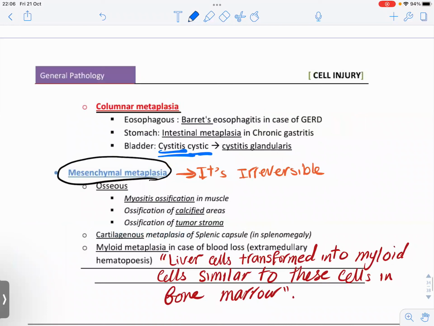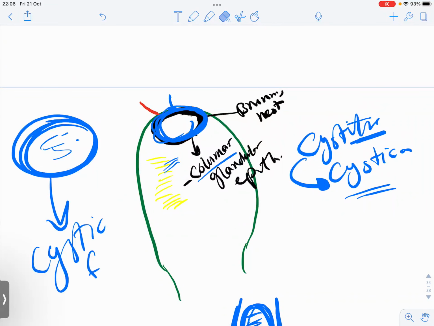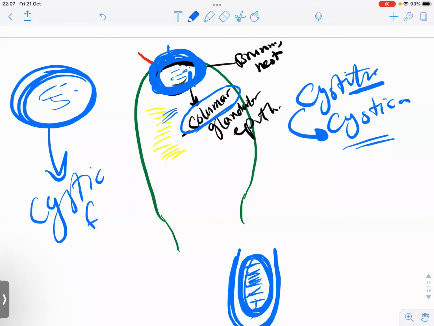So columnar metaplasia occurs in the esophagus during GERD, and also in the stomach, where gastric columnar epithelium will transform into intestinal columnar epithelium. And also in cystitis cystica, when the nest structures inside start to die off, and outside the transitional epithelium will transform into columnar. So it's columnar, and inside it's empty like a cyst or gland. So we call it columnar glandular epithelium. So it's a columnar metaplasia.